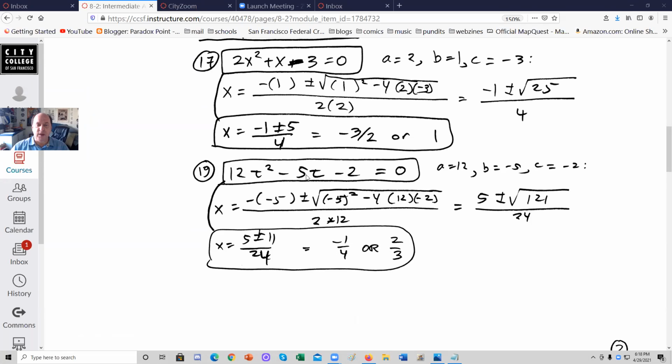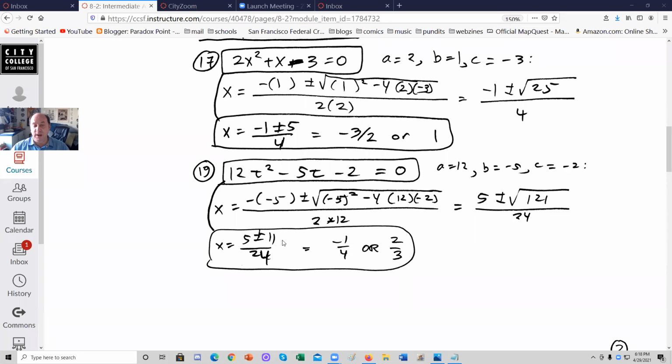Right. 12t squared minus 5t minus 2 equals 0. a is 12, b is negative 5, c is negative 2 here. And so x equals minus b, negative 5, plus or minus root of b, negative 5 squared, minus 4 times a, 12, times c, negative 2. All that divided by twice a, just twice 12. So if you work this out, it's root 121. 5 plus or minus root 121, all that divided by 24.